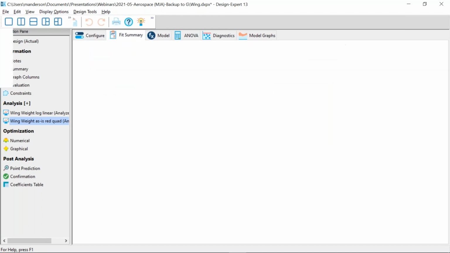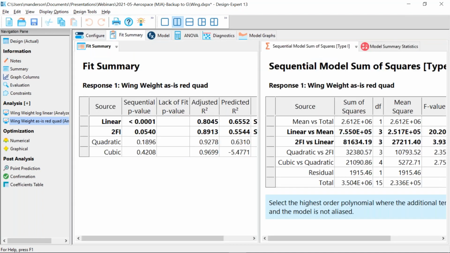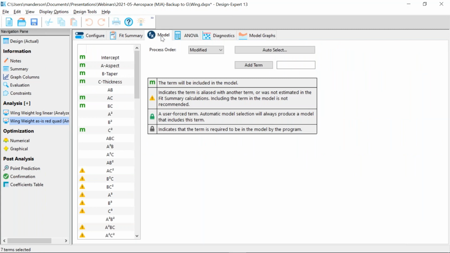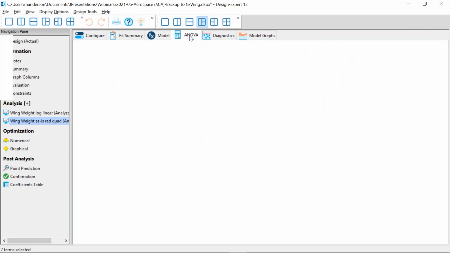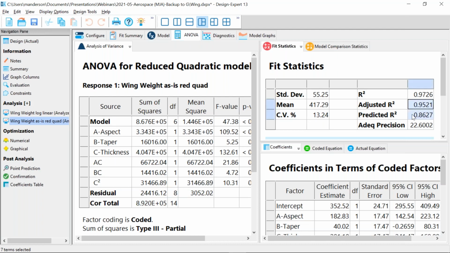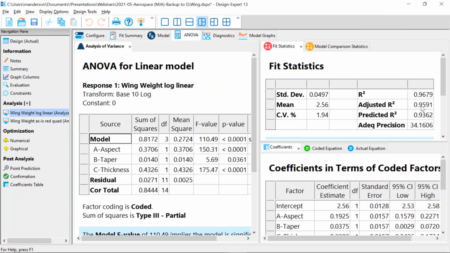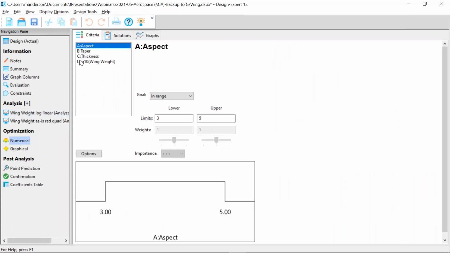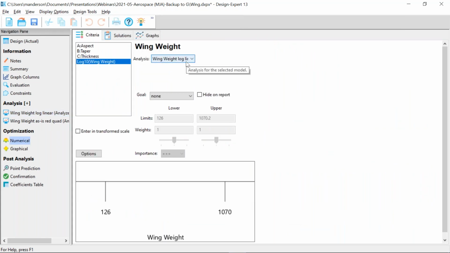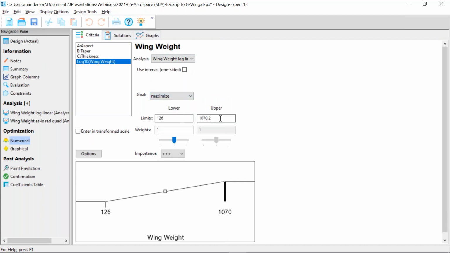Now the new version 13 makes this easier. You don't have to have separate columns of response. You can just press this plus key. So 13 makes this comparison easier. This model is also usable, but it may not be as good as the log scale. Let's just look at the adjusted and predicted R squareds. So I think the log model is better, and then I would use that and just let the program tell me what I want, whether it's to maximize or minimize or whatever the goal is. We can type that in here.